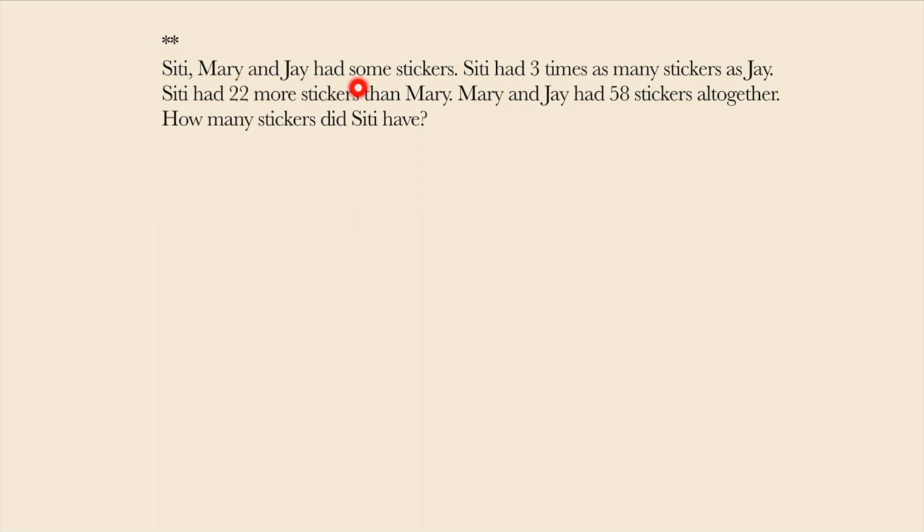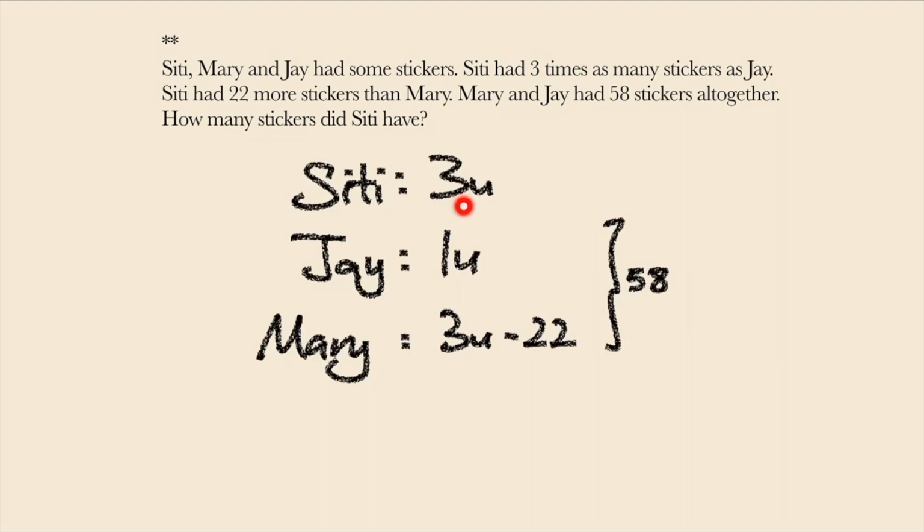Sissy, Mary and Jay had some stickers. Sissy had 3 times as many as Jay, so we can show Sissy having 3 units and Jay having 1 unit. Sissy had 22 more than Mary. Now, another way to think about this is Sissy had more than Mary also means Mary had fewer. Okay, so whatever Sissy had, which is 3 units, Mary had 22 fewer. So that's minus 22.